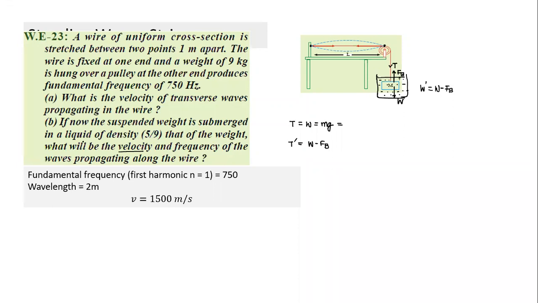I think the right term should have been that the density of the liquid is 5 by 9 of the density of the solid. Whenever the force of buoyancy is involved, we can write the weight in terms of density. The weight is equal to rho S into Vg, and similarly the force of buoyancy will be equal to rho L into Vg. What does this mean here? This means rho L, the density of the liquid, is 5 by 9 the density of the solid. This is what is given.